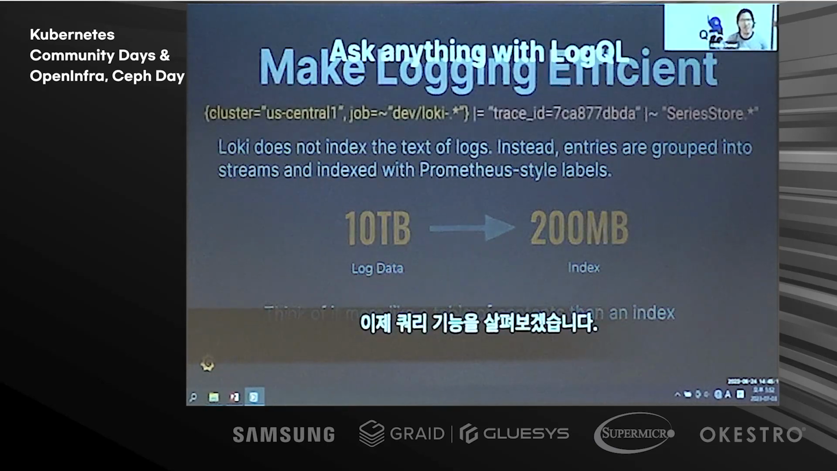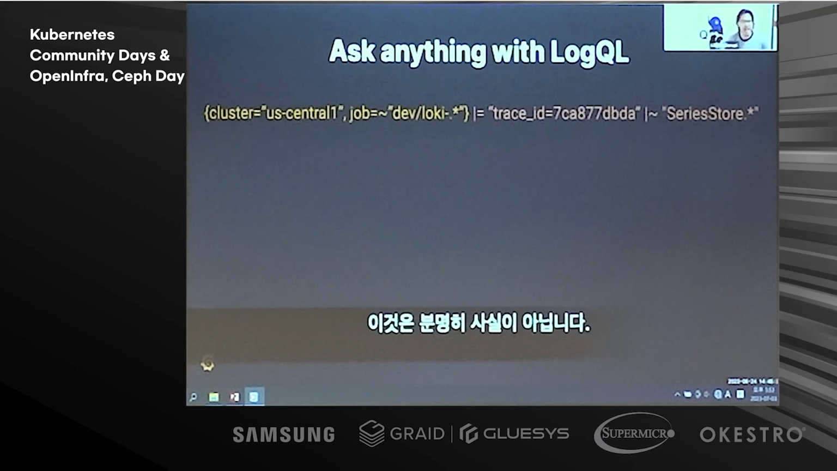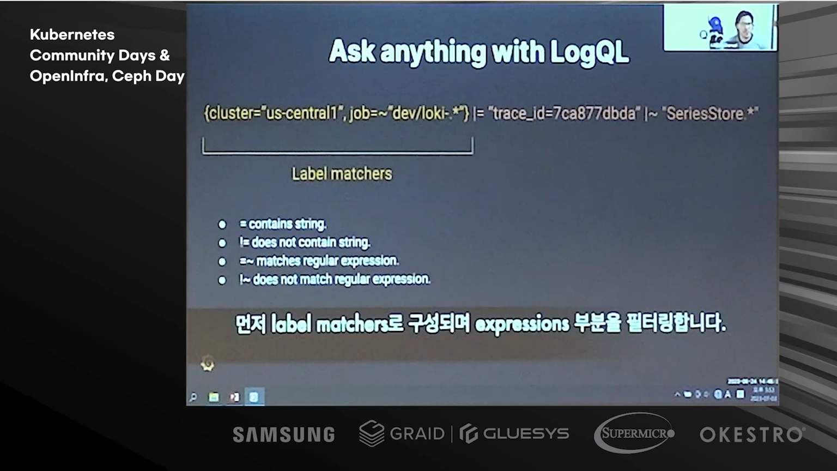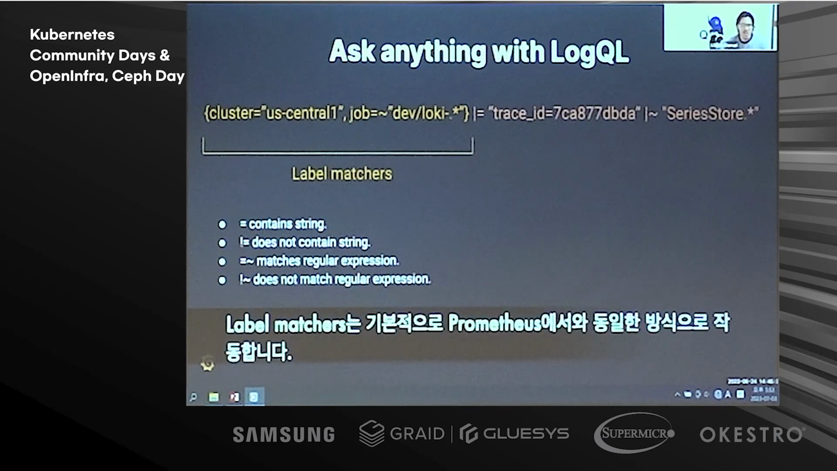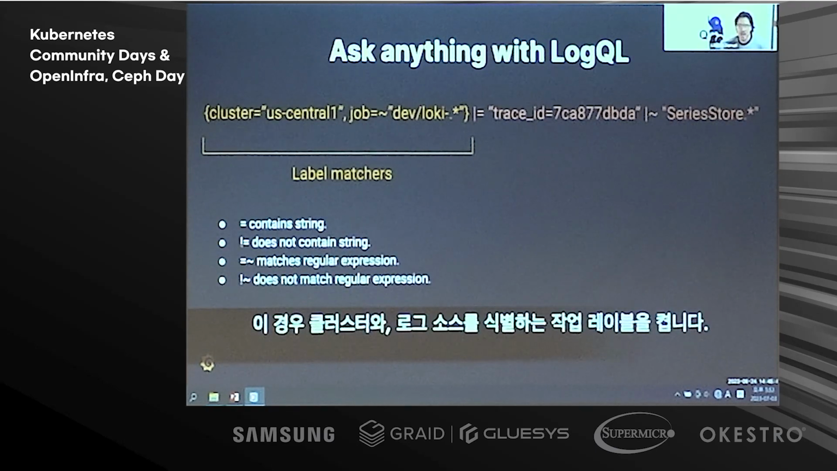Now let's get to the query capabilities. People who are not familiar with Loki think that because Loki doesn't index the log contents, its query capabilities are very poor. That is obviously not the case. There are two stages of the query. Log queries return a log result with log lines that match the given query. It consists of first the label matchers part and then the filter expressions part. The label matchers work essentially the same way as in Prometheus. In this case, we filter on a cluster and a job label, which identify the source of the logs.